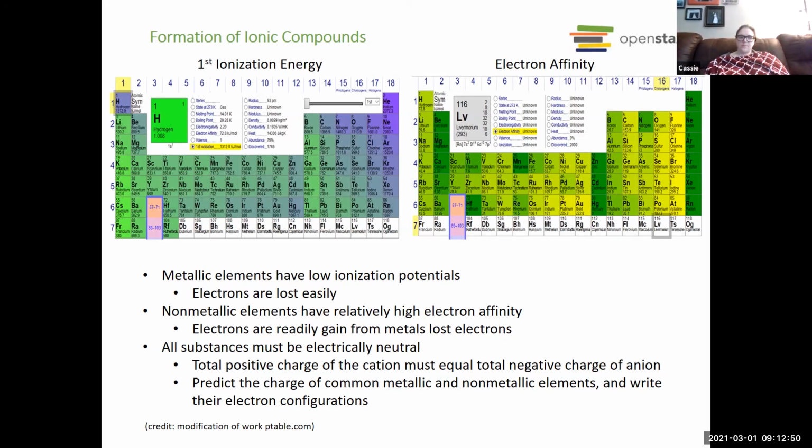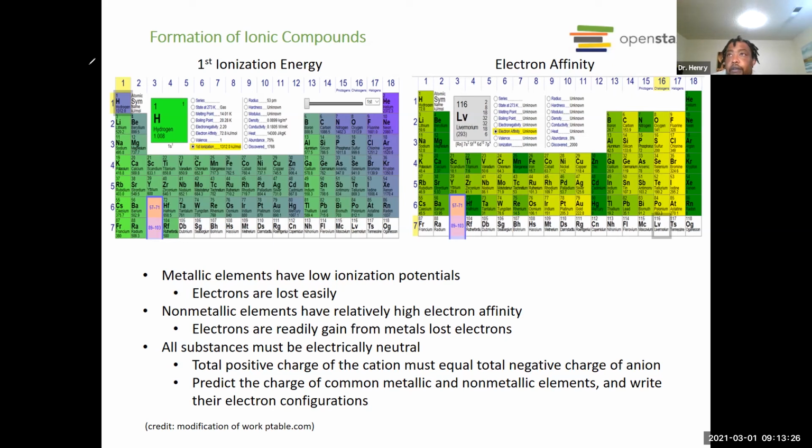So that means non-metals are raring, they want to gain an electron, whereas metallic elements want to lose electrons. Make sense? Yeah. Okay. So at the end of the day, when they come together, they have to be neutrally charged, right? So your pluses and minuses are going to have to balance out.